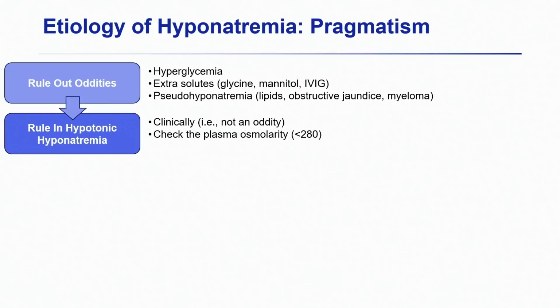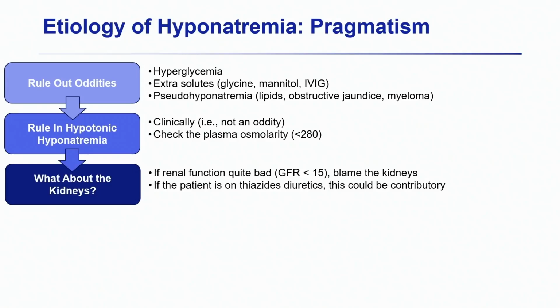The first thing that you want to do is know if the patient has hypotonic hyponatremia. And this is something that you can do clinically, right? A lot of these patients will have perturbations of their volume status. Also, typically with your laboratory studies, you might have a plasma osm, either calculated or measured, that comes back. That's relatively easy to rule in hypotonic hyponatremia if you see it.